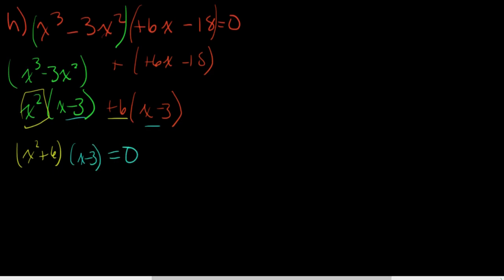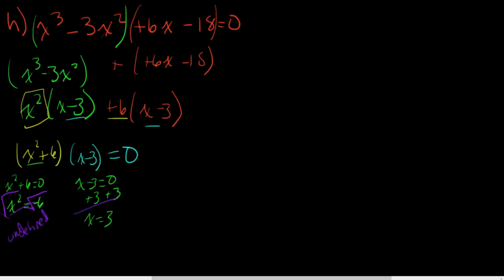And then I set each one of them equal to 0. So here I've got x minus 3 is equal to 0. So I add 3 to both sides, and I get x is equal to 3. Here I get x squared plus 6 is equal to 0. So I subtract 6, and I get x squared is equal to negative 6. I can then try to take the square root of both sides, but you can't actually take the square root of a negative number, so this is undefined. So our only answer is x equals 3.